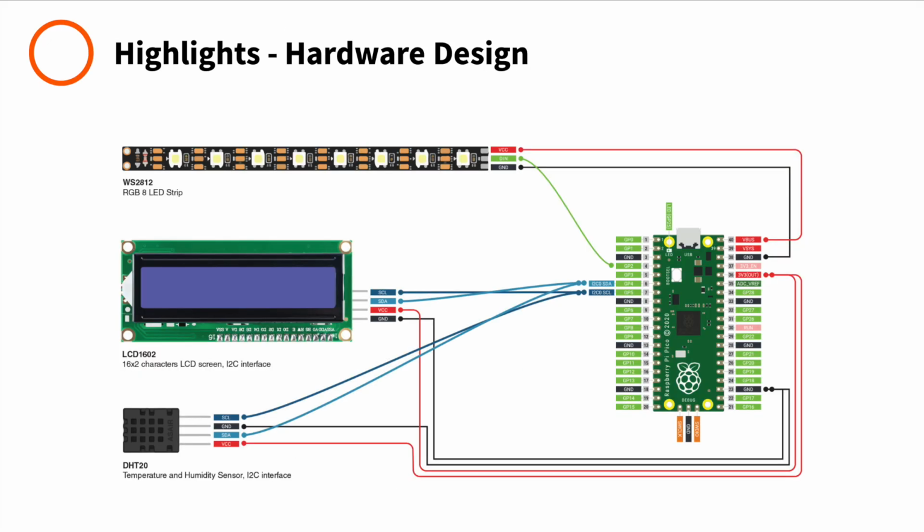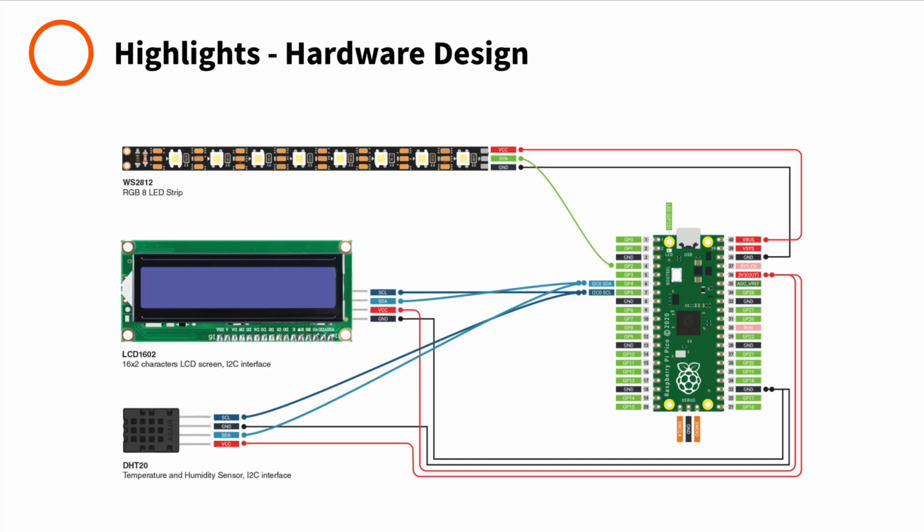For the last highlight, we have the hardware design. You can see here the 3 external hardware pieces, the DHT20 sensor, the LCD display, and the LED strip. These are all connected to the Raspberry Pi Pico using various ports on the Pico. The hardware also uses a breadboard, which is not shown here, but it helps to connect the hardware pieces together through wiring without needing to solder.